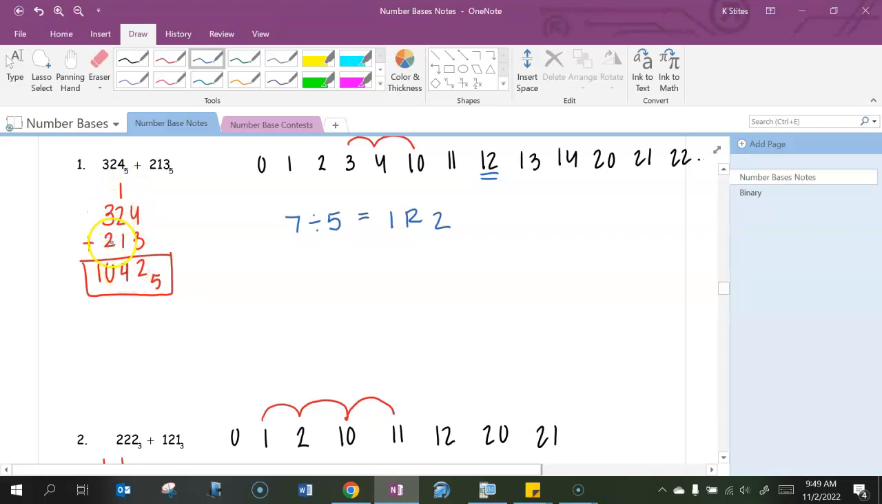But then when we did 3 plus 2 is 5. 5 doesn't exist in base 5, so we divide by 5, which is 1 with a remainder of 0. And again, with this 1 remainder 0, there's your 1, 0 right there.